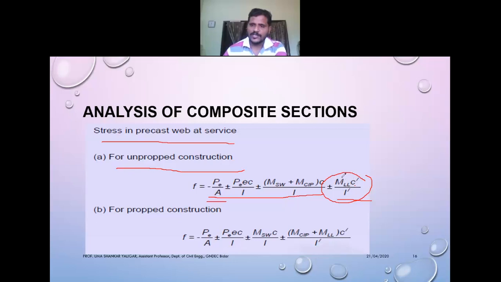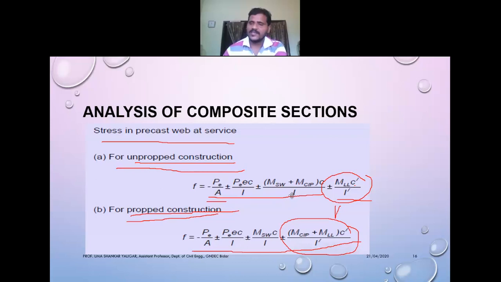And similarly for the propped condition, same expressions. But the only thing is that here you will get one extra: the moment due to the self weight is separate, and here the moment due to the CIP and live load. We will take it this way because here the props are there to support, but in the unpropped case the props are not there to support. That's why this difference is there between this and this. This is how we analyze the composite section and how we can use these formulas to calculate the stresses at extreme fiber for the service condition.